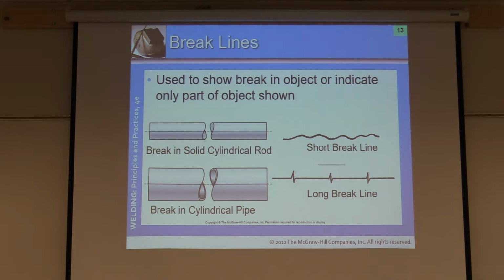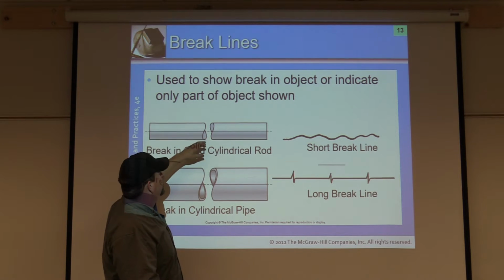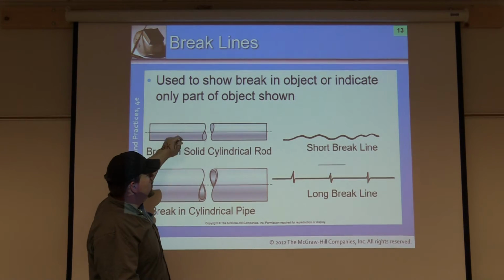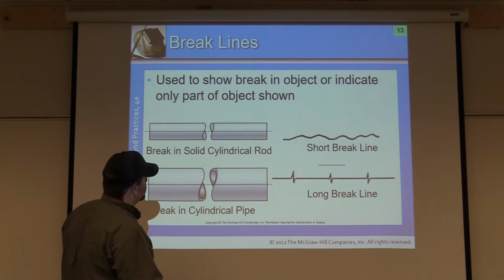So here's a good example. This one you can see it's a rounded object, both of them. This is in a solid one. This is within a pipe or a cylinder. Okay.